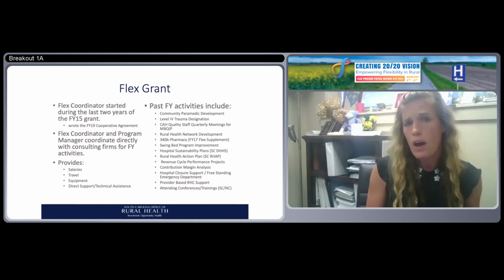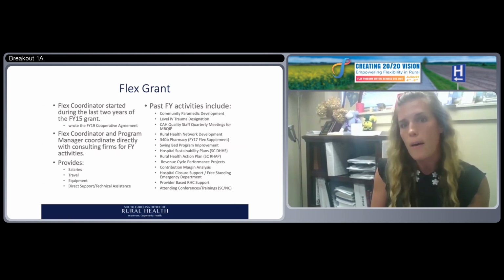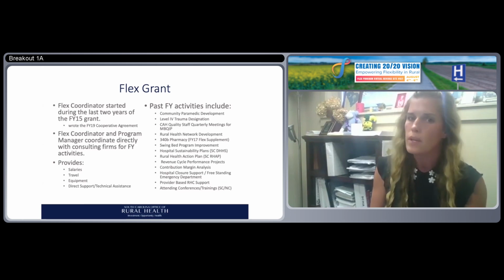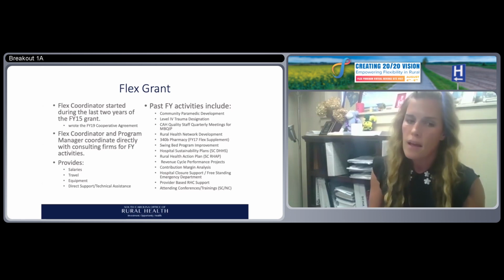We also worked on establishing a 340B pharmacy with our fiscal 17 flex supplement. So that was a great opportunity to really help one of our critical access hospitals. We've done a lot around swing bed program improvement. We found that over the last couple of years rural hospitals are definitely doing swing bed, but they don't feel very confident in the services and their programs that they do. So we really started to highlight and strengthen those programs.